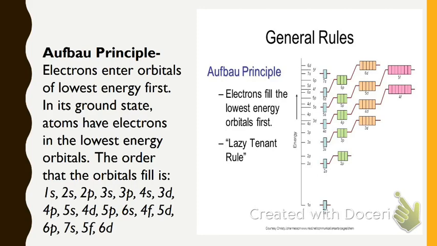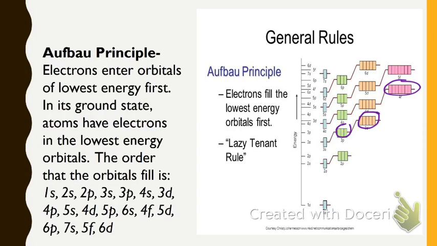Aufbau principle is the principle that states that electrons will enter the orbitals of the lowest energy first. In the ground state, atoms always will have their electrons in the lowest energy orbitals. Here is the order that fills. And here's a graphic of you seeing the energy. Also, this is showing how these are all degenerate, the 4Fs are all equal to each other in energy level.